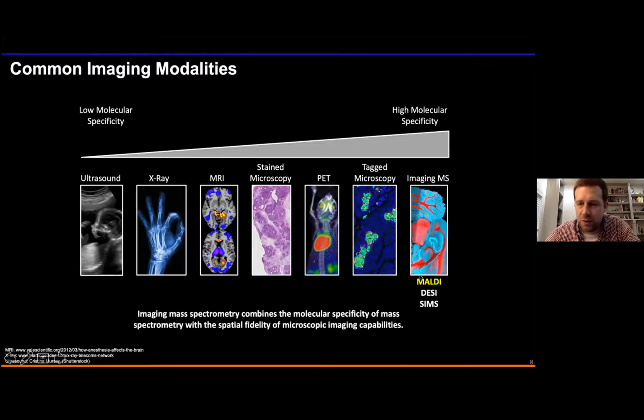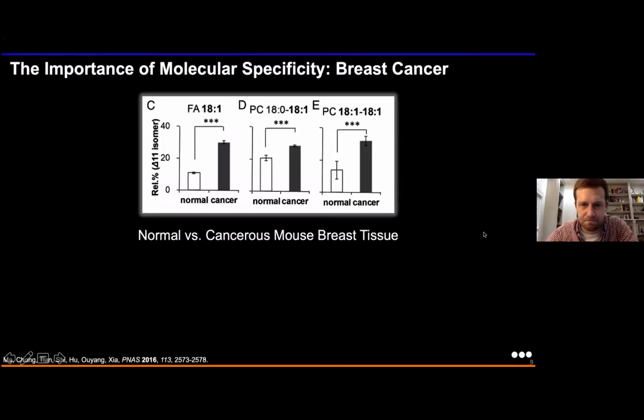And I'll talk about MALDI here today, and I'll introduce the concept of MALDI, what it is and how it works in just a minute. But just know that there are a few other flavors of imaging mass spectrometry that use other ionization techniques as well, things like DESI, desorption electrospray ionization, and SIMS, secondary ion mass spectrometry.